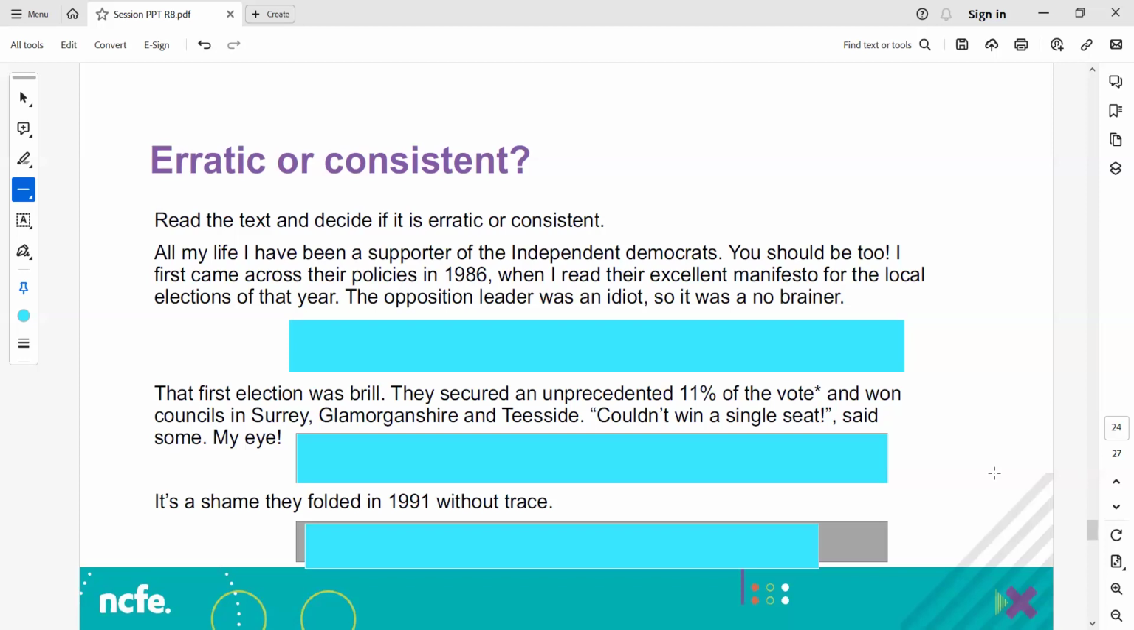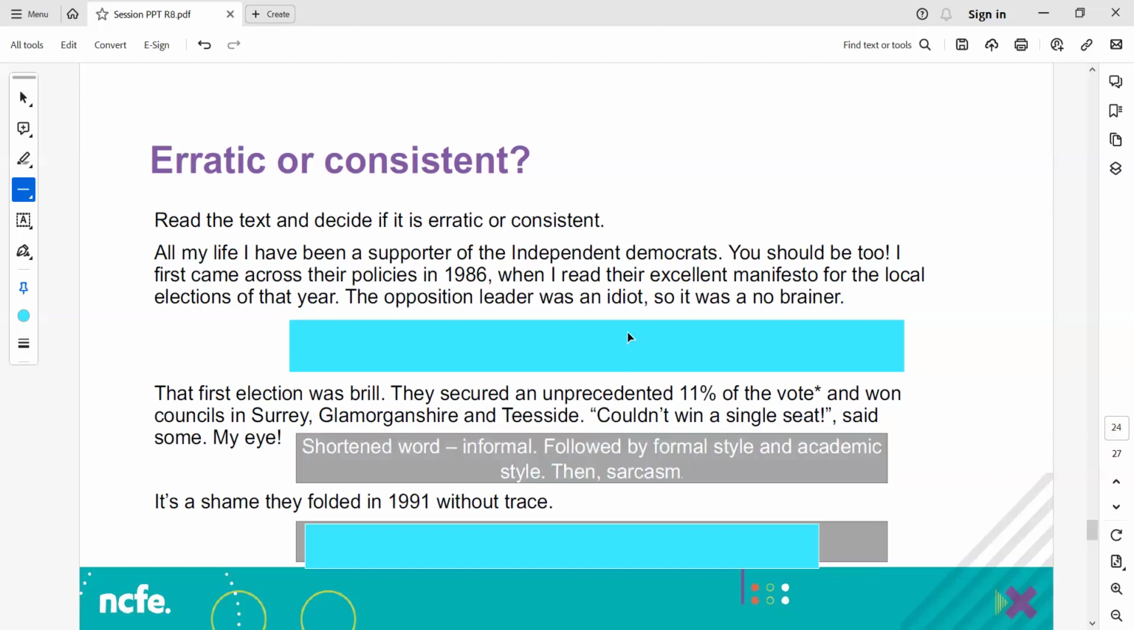Well, let's have a look at the next one. That first election was brilliant. They secured an unprecedented 11% of the vote and won councils in Surrey, Glamorganshire and Teesside. Couldn't win a single seat, said some. My eye. So which of those two makes more sense? It's easier to read. The second one.